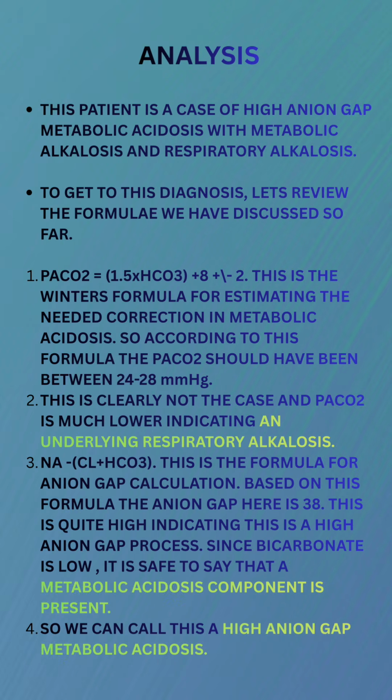Right. So this patient is a case of high anion gap metabolic acidosis with metabolic and respiratory alkalosis. Now let's review the formulae that we have discussed so far to get to this diagnosis. First is the Winters formula. Based on this, the PaCO2 should have been between 24 to 28 millimeters of mercury, which is clearly not the case. And PaCO2 is much lower, indicating an underlying respiratory alkalosis.